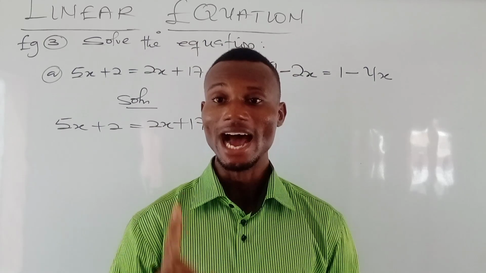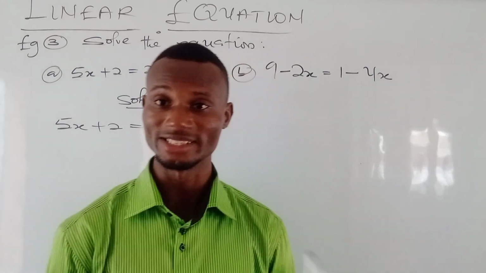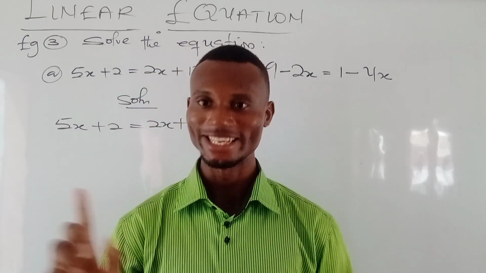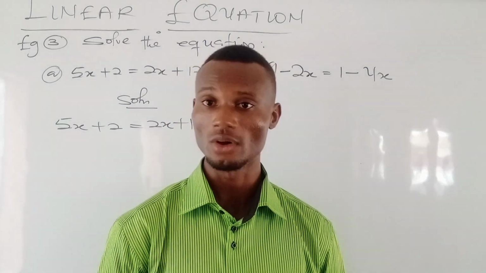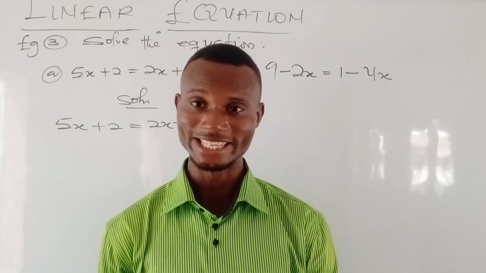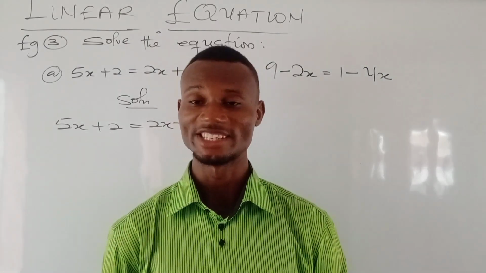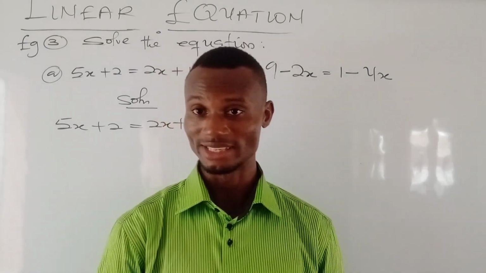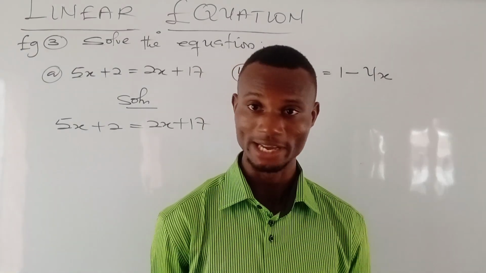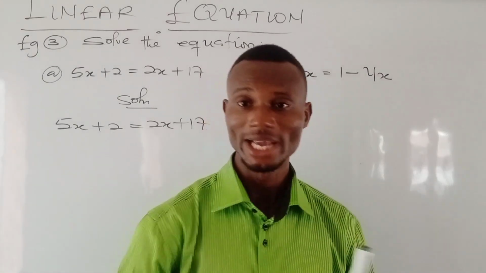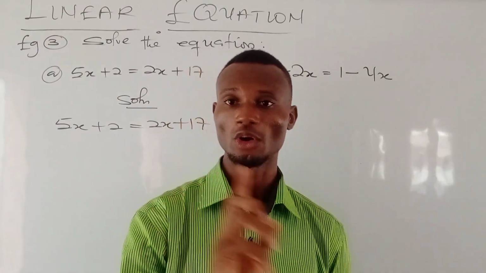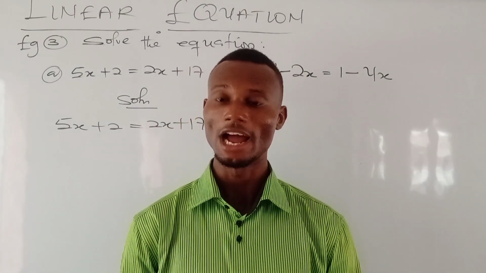And don't forget, I said that when anything crosses the equal sign, the sign changes. If it is positive and it crosses the equal sign, it changes to negative, and if it is negative and it crosses the equal sign, it changes to positive. So grouping like terms here, we'll take the signs into consideration. Anytime there's a movement across the equal sign, the sign has to change.